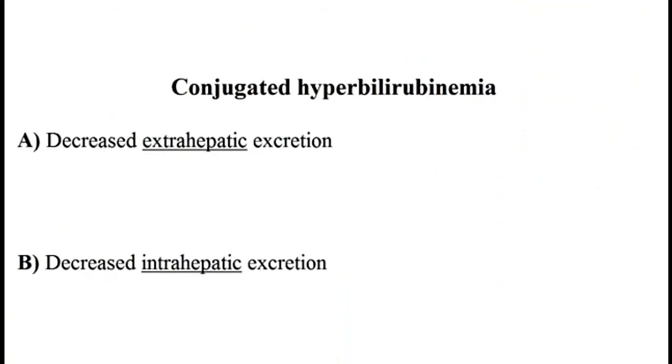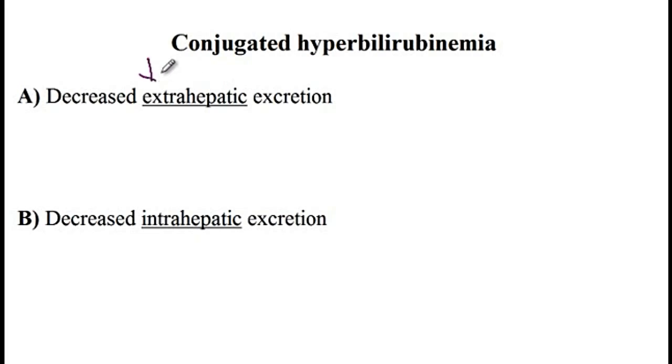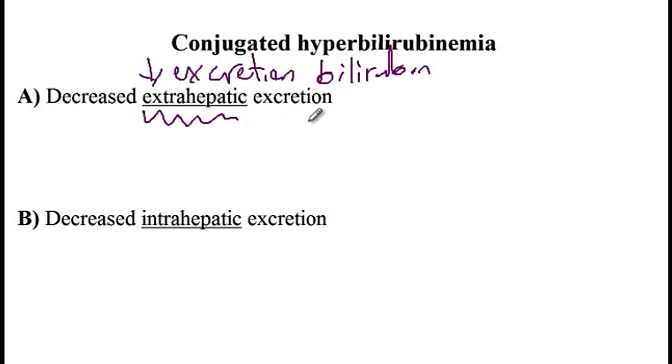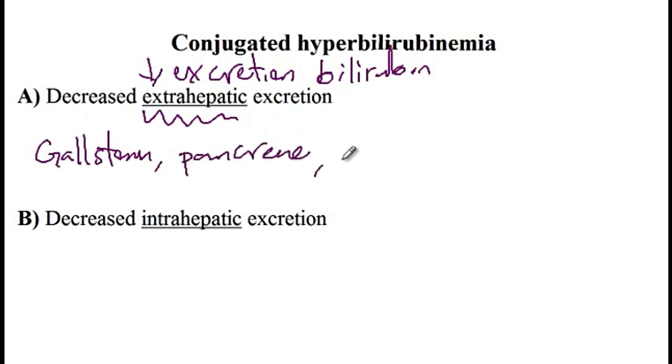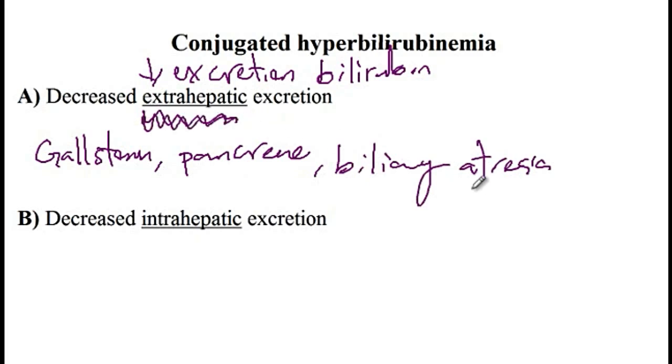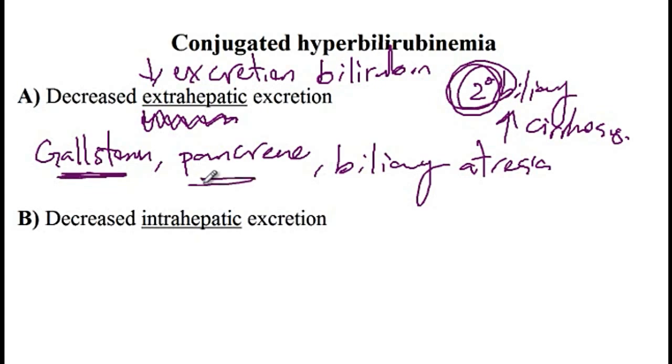The first conditions are conjugated hyperbilirubinemia, which is from decreased excretion of bilirubin. The first form is from decreased extrahepatic excretion of bilirubin, for instance gallstones, carcinoma of the head of the pancreas, or extrahepatic biliary atresia. All of the conditions that block the biliary duct outside the liver will cause conjugated hyperbilirubinemia and can lead to secondary biliary cirrhosis. It's given the name secondary because it's secondary to the medical conditions that are listed here.